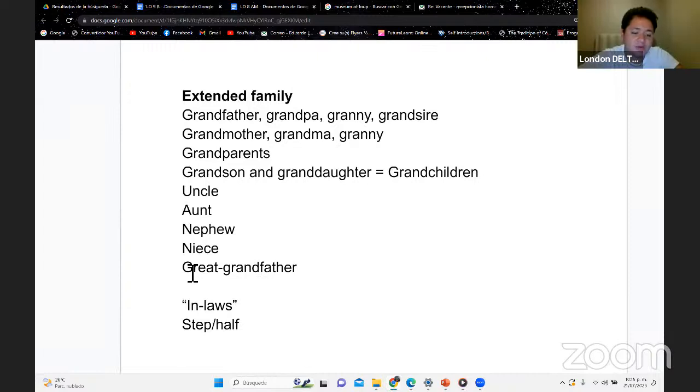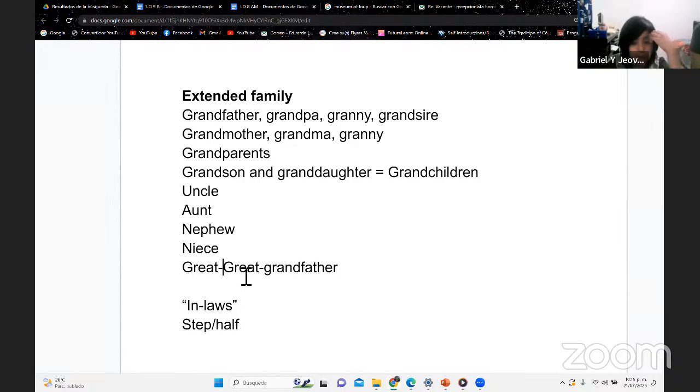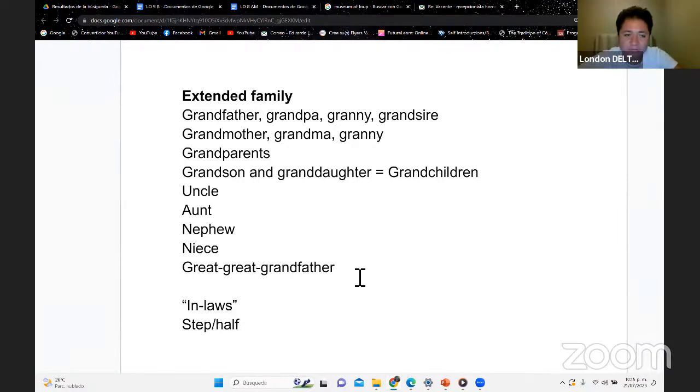Bueno, si quieres decir tatarabuelo, le agregas otro great. Great, great grandfather. Y esto sería tatarabuelo, right? Great great grandfather. So you can add great to all the generations you want to add.